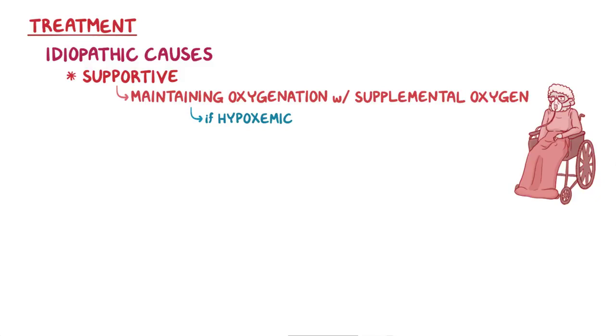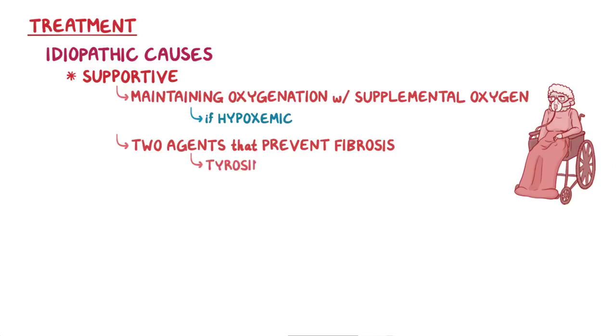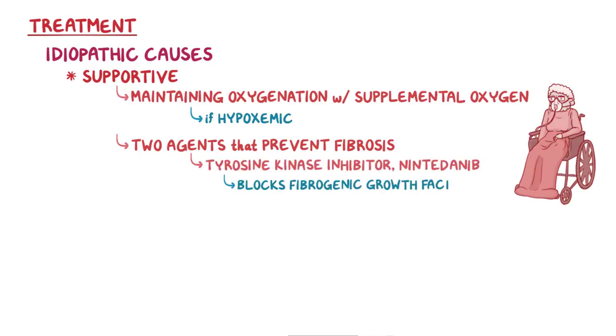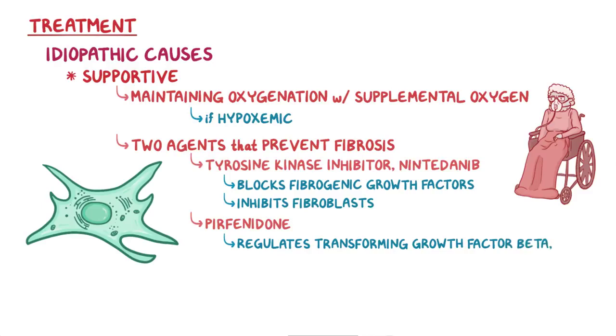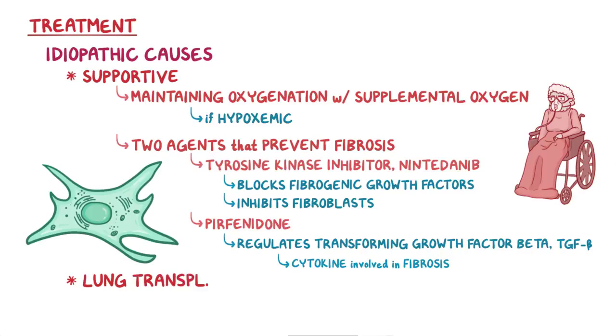Interestingly, because idiopathic pulmonary fibrosis is a fibrotic disease, 2 new agents that prevent fibrosis are being used. These include the tyrosine kinase inhibitor nintedanib, which blocks fibrogenic growth factors and inhibits fibroblasts, as well as pirfenidone, which regulates transforming growth factor beta, or TGF-beta, a cytokine thought to be involved in fibrosis. Ultimately, individuals with idiopathic pulmonary fibrosis often require a lung transplantation.